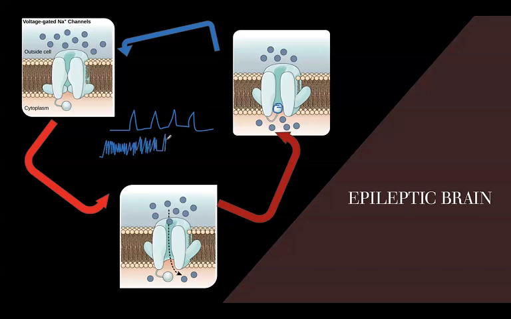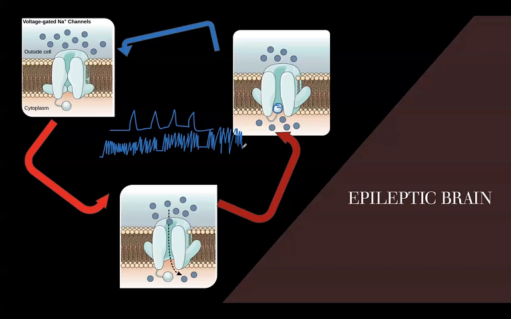There may be another one that comes here, like this, another one. So it means that that regularity that we're supposed to have gotten in the normal brain, now we don't have it anymore. And this is what creates the seizures that we find in the epileptic brain.